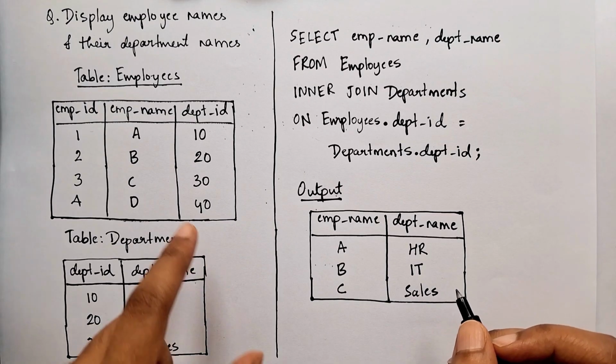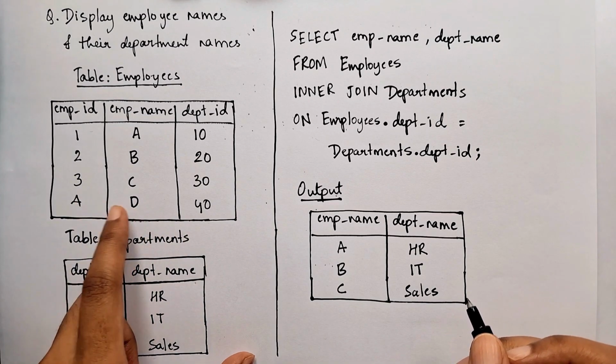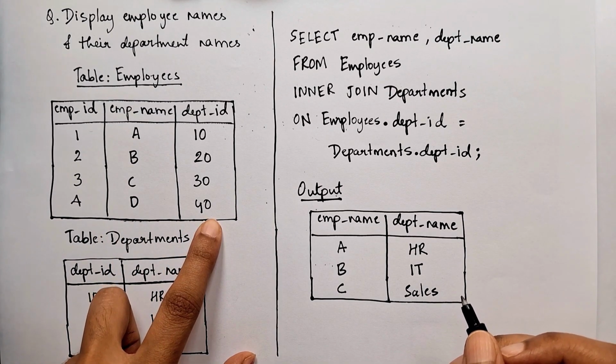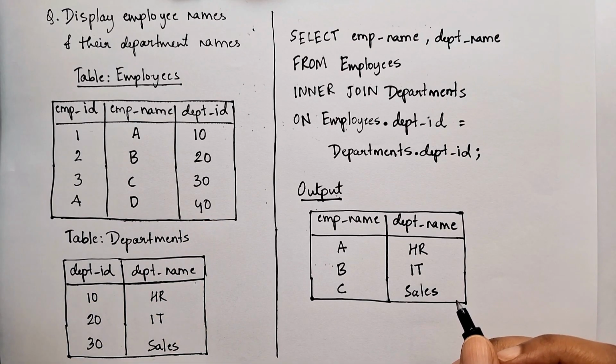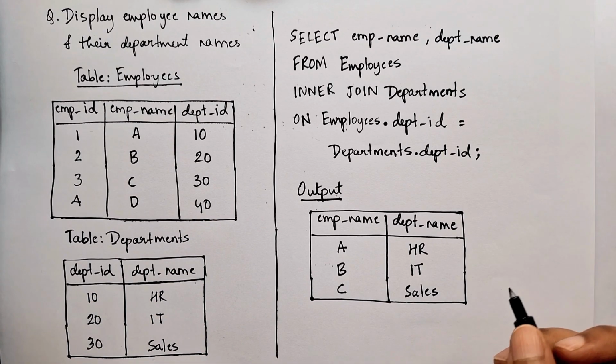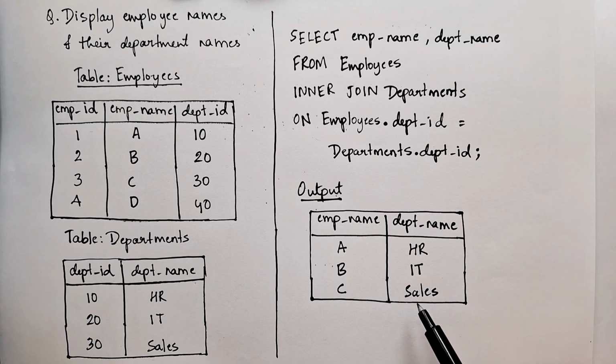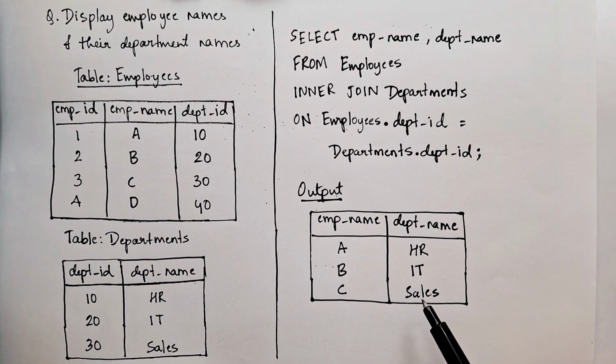So guys, here D, which is department number 40, which is not present in departments table. So D is not included in the result. Finally, we get employee names along with their department name only for matching records. This is how inner join works in a real example.